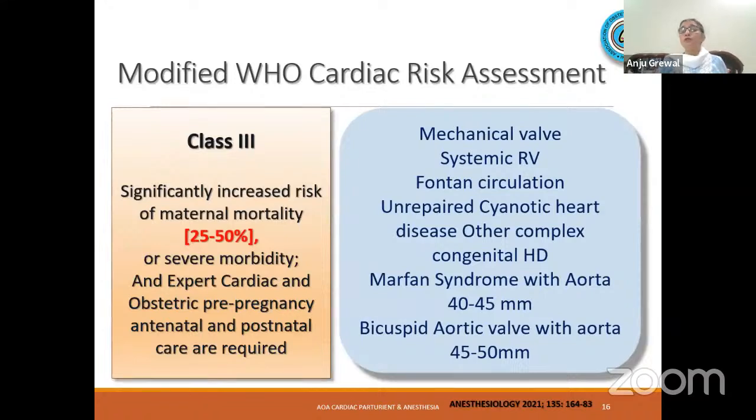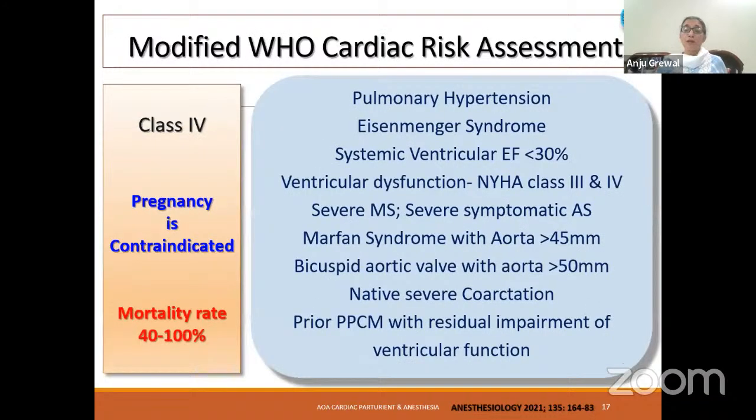Very clearly, mothers who fall into class 3 are those with a mechanical valve, a systemic right ventricle, a Fontan circulation, and unrepaired cyanotic heart disease. Marfan's is an area where you're again in the gray zone, where the diameter is more than 40 but less than 45. These are mothers where you will expect severe morbidity. Of course, the mortality stays below 50%. But that's a pretty big mortality that we're looking at, 50%, right?